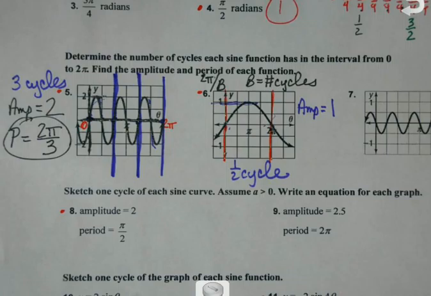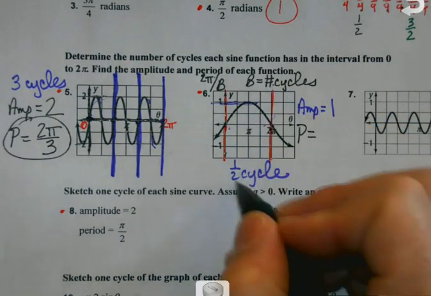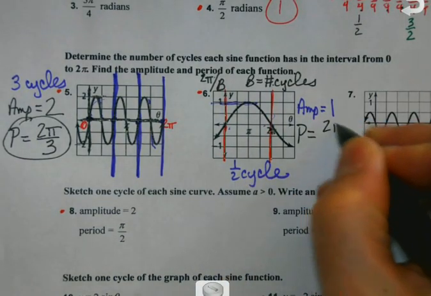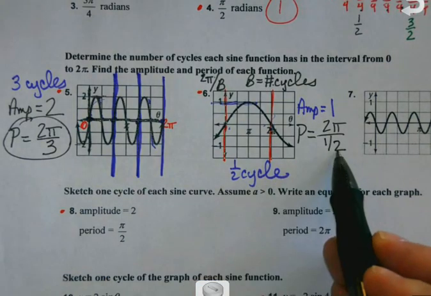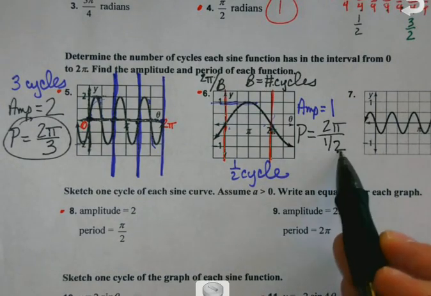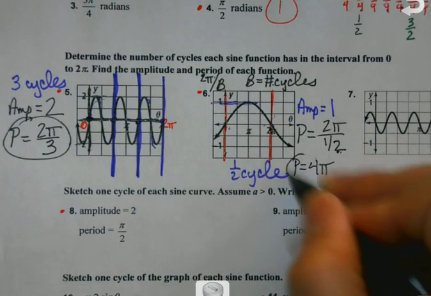But now here's the weird part. So my period, because we said the number of cycles is my b, we're going to do 2 pi divided by a half. And we talked yesterday about there's a couple of ways I can deal with this. I can either say, hey, I'm multiplying by the reciprocal. So if I flip over 1/2, it's 2. So 2 times 2 would make my period 4 pi.